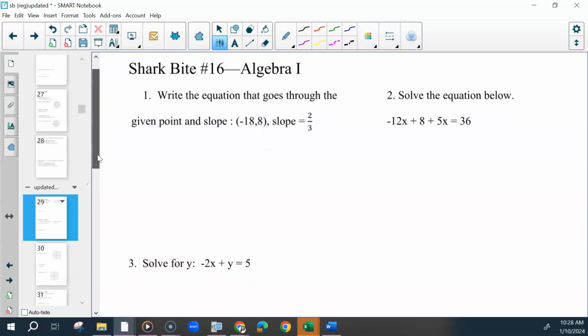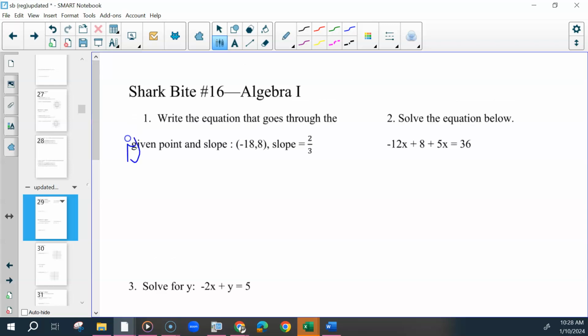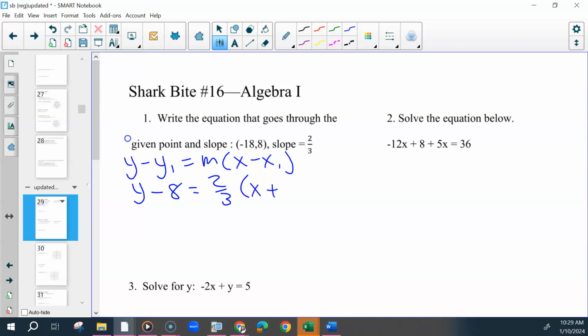Number 1, write the equation that goes through the given point and slope. We are using point-slope form: y minus y1 equals m times x minus x1. Then we have our y1 and x1 and our m, so we would put each of those in. y minus 8 equals our slope 2/3 times x. You can put plus 18 or minus and then change it to a plus.